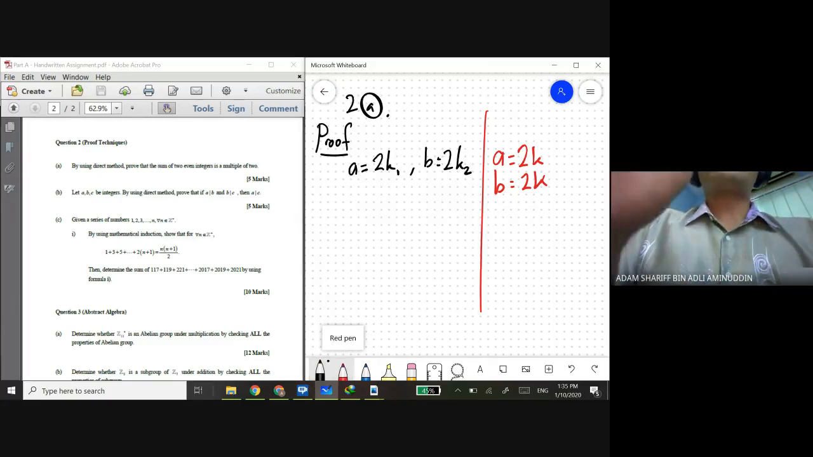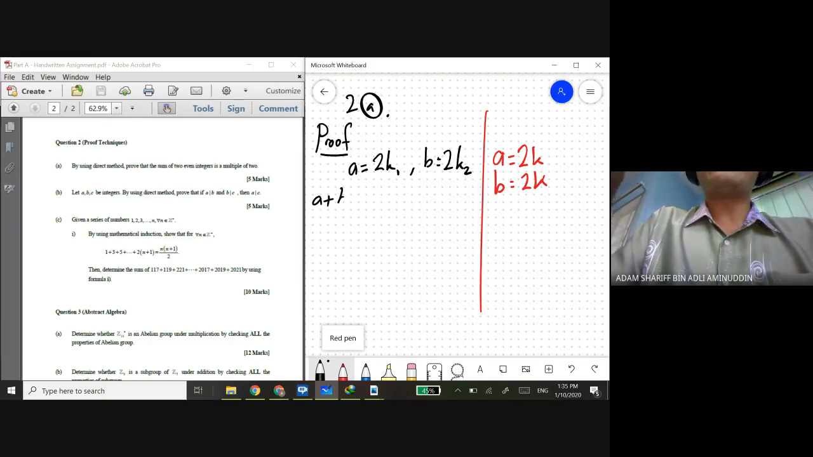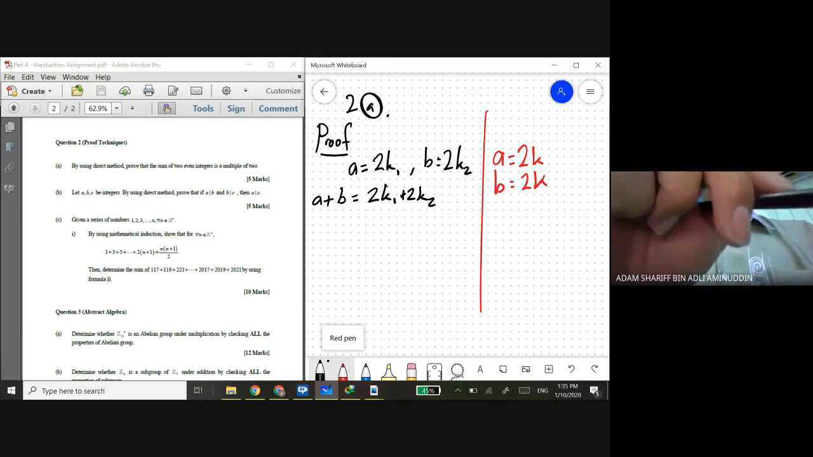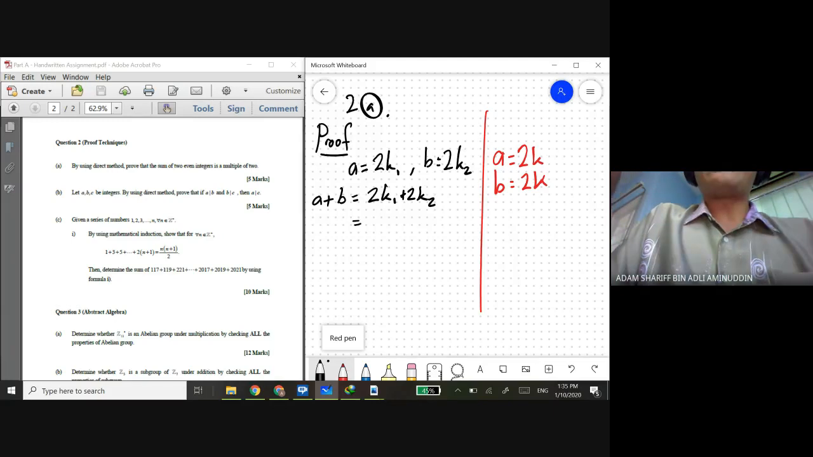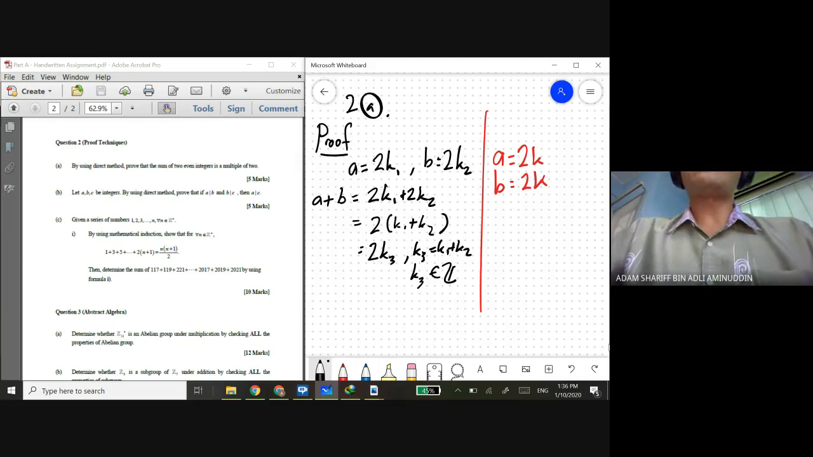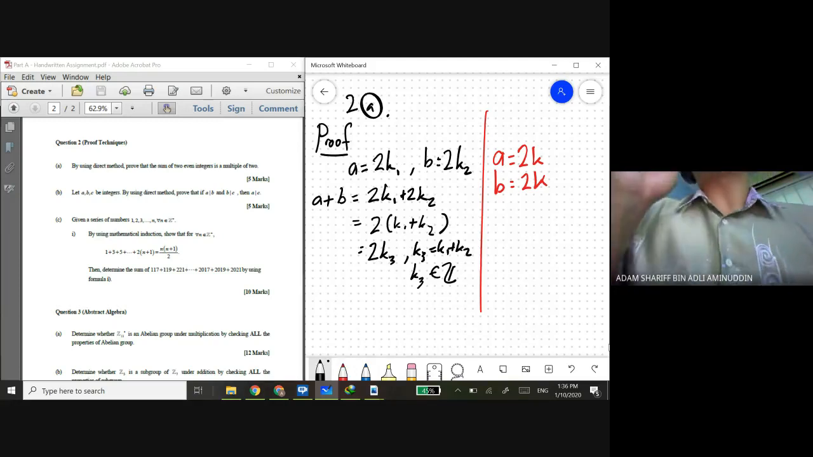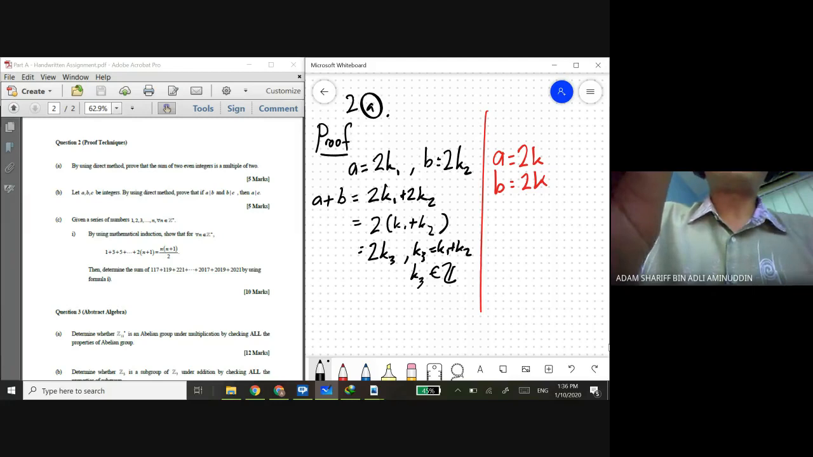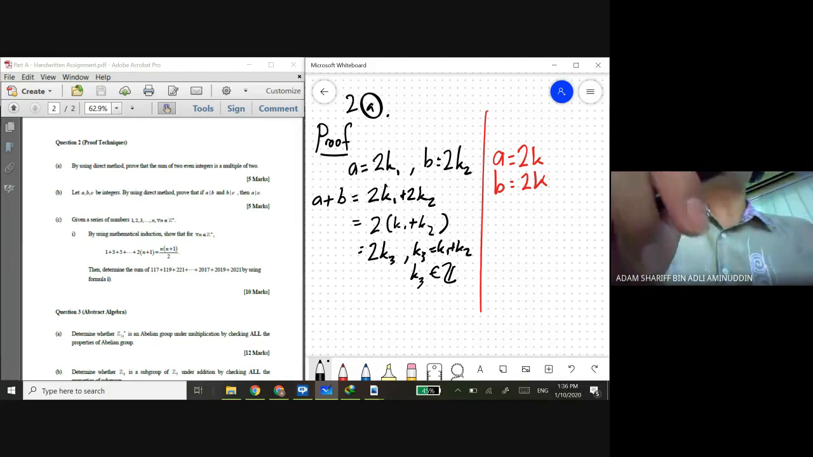Okay. Sum of two integers. So you let A plus B equals to 2k1 plus 2k2. And then you factorize: 2(k1 plus k2). And apparently you jawab 2 becomes k3, and this k3 is defined as k1 plus k2, and this k3 is an integer as well. Alright, tak ada masalah kat sini. The problem is at your last line, most of you guys, you don't answer back the conclusion.